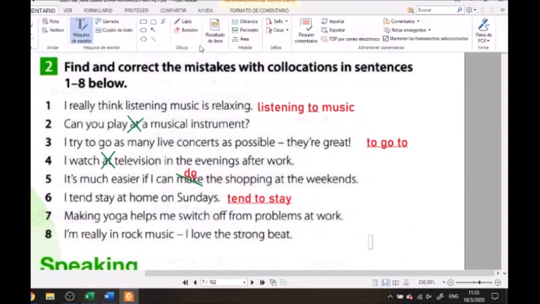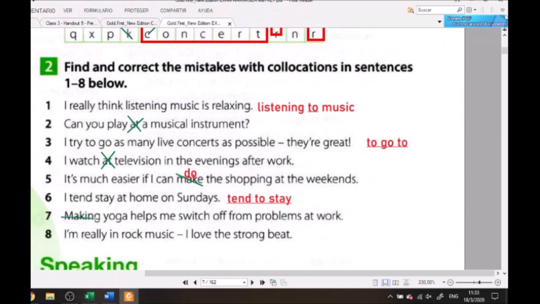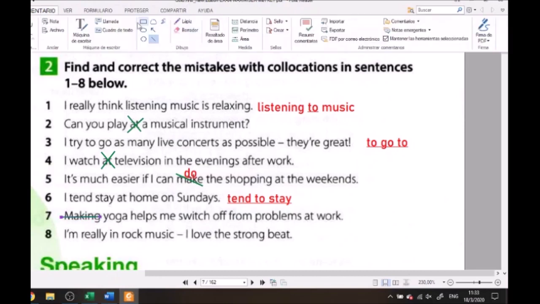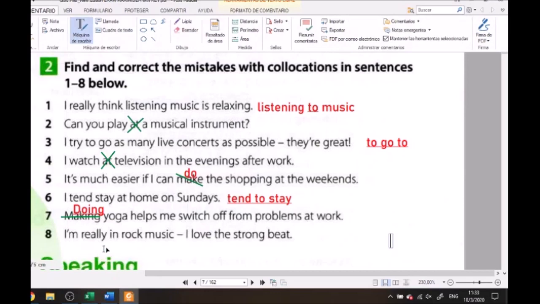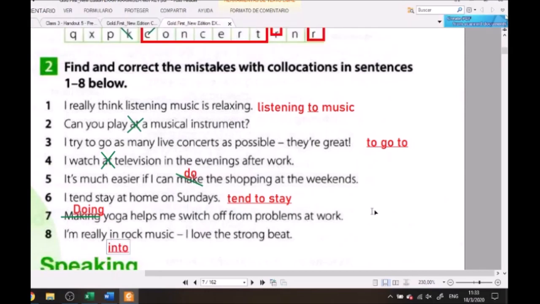Number seven. What about it? Collocation again. Yes, you don't make yoga. What's the verb? Good. This is in the mind map, remember? Check it out. Doing yoga. And finally, number eight. I'm really in rock music. No. I'm really into rock music. No preposition. I mean, yeah, there is a preposition, but that's not the correct one. I'm really into rock music. I love the strong beat.